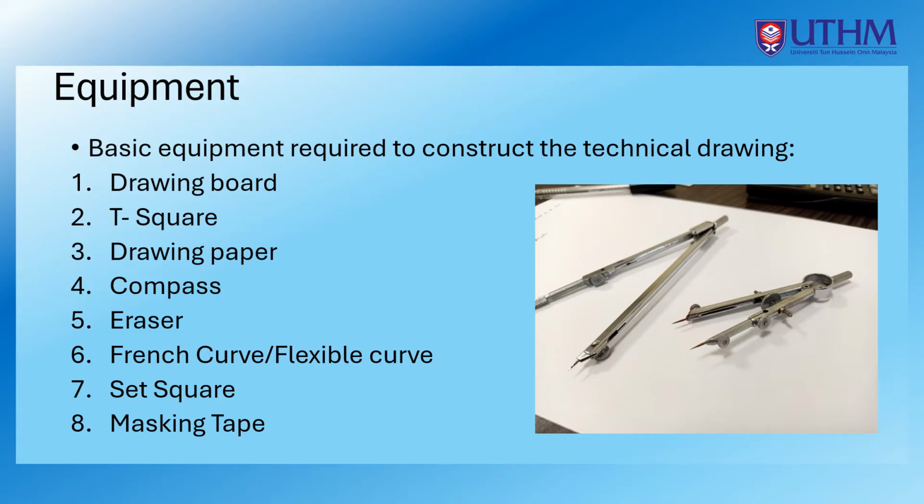You need a proper drawing table or drawing board to fasten your paper using masking tape, a T-square to make horizontal lines, a compass to draw a curve, a circle, etc., and an eraser to erase unwanted lines, a French curve or flexible curve to connect point of a curve, and a set of square to produce an inclined line at a preset degree.